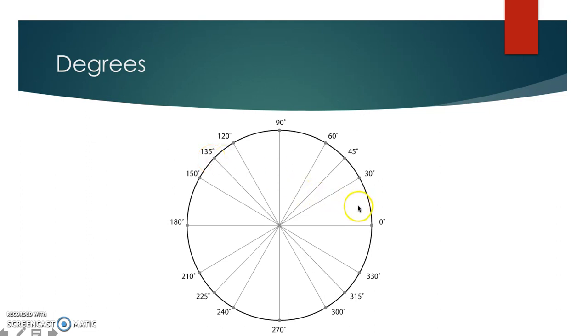So you can see here that we start at 0 degrees, and then on the other side of the circle a straight line is 180 degrees, as we know, and then we get all the way back to the other side of the circle again. We get back to 0 degrees, and that is also equal to 360 degrees.